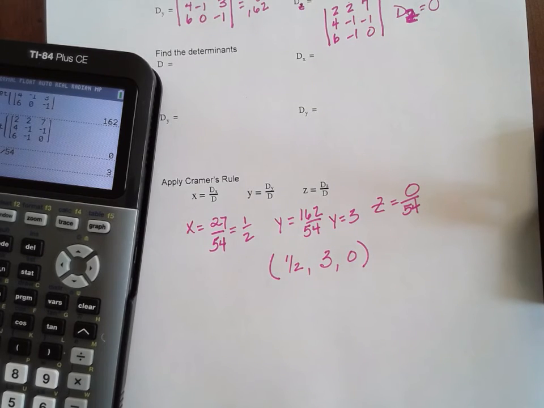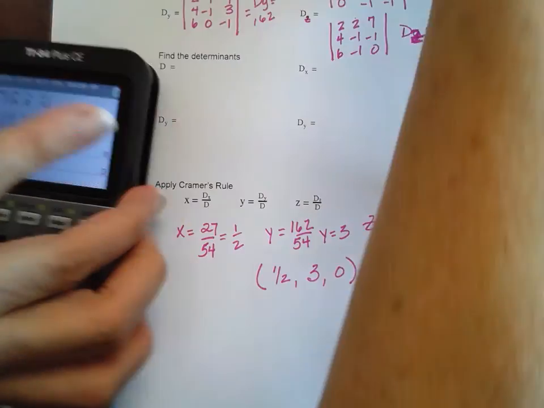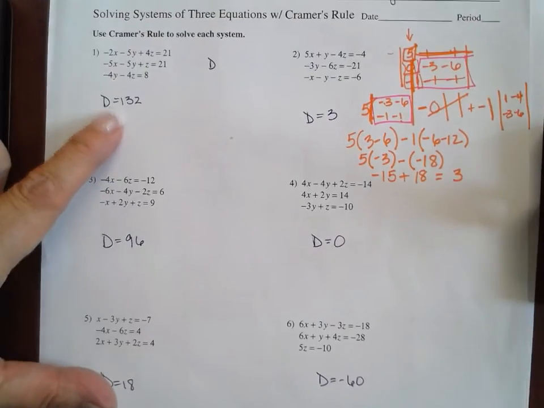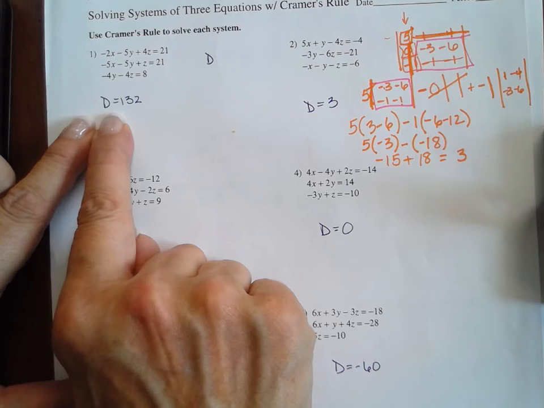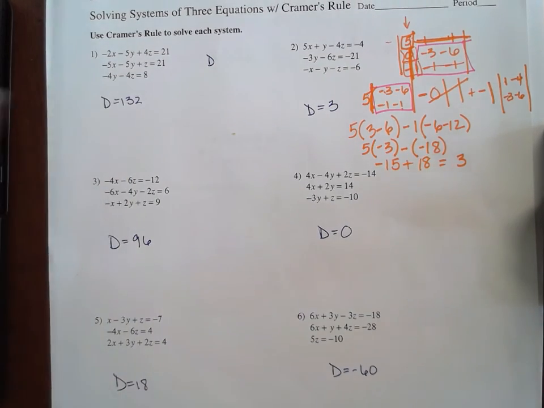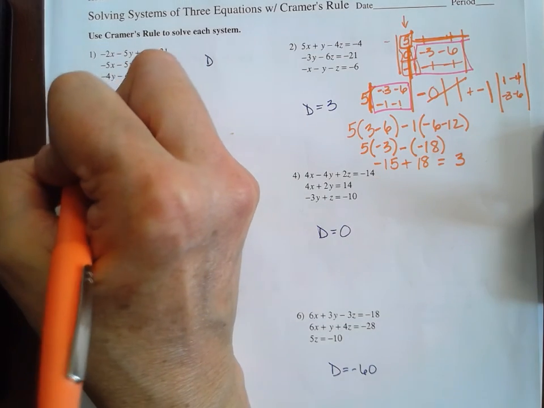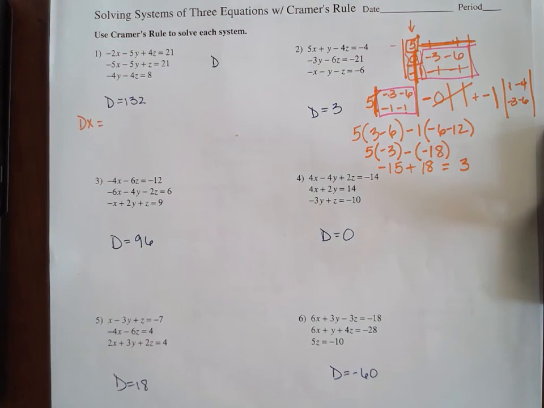Good. So my thought is, since you've already found the determinants, we can go back and find what the D of X is, and the D of Y, and D of Z, and then solve the actual system. Sound like a plan? Do we need to do one more together?